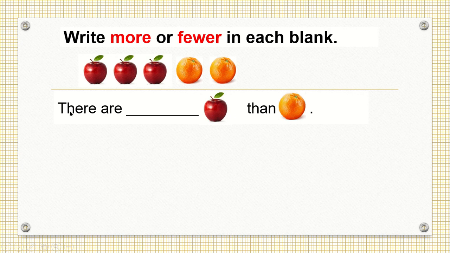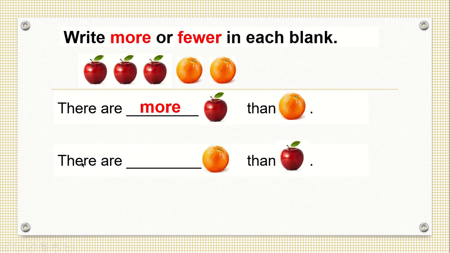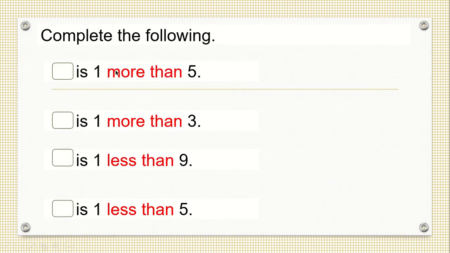So we say there are more apples than oranges. Okay? What about this? There are dash oranges than apples. What do you think? Okay, you can write your answer. Fewer. There are fewer oranges than apples. Now, complete the following.